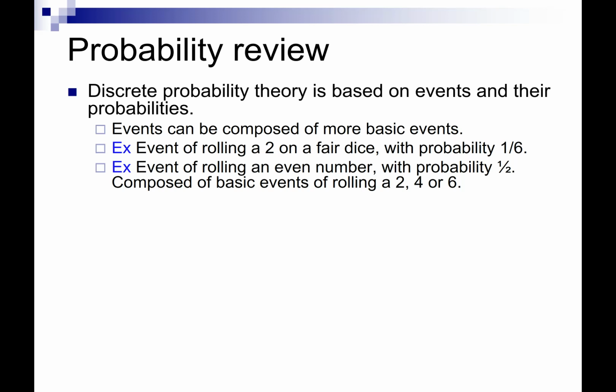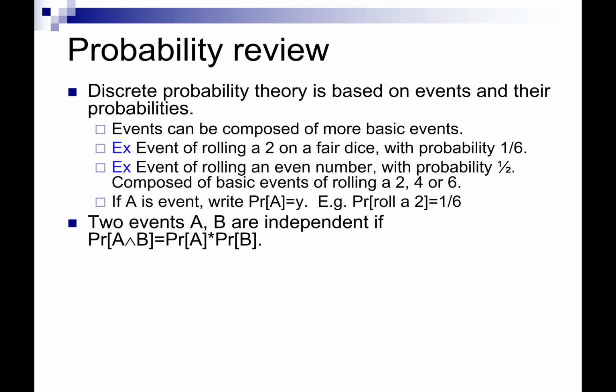You could also have more complicated events, like the event of rolling an even number. This means that you either roll a 2, a 4, or a 6. Those are the more basic events which make up this more complicated event, and this is going to happen with probability 1/2. If A is an event, then we're going to have this notation: the probability of A equals y. For example, the probability of rolling a 2 is 1/6.